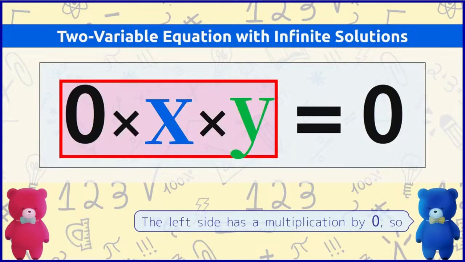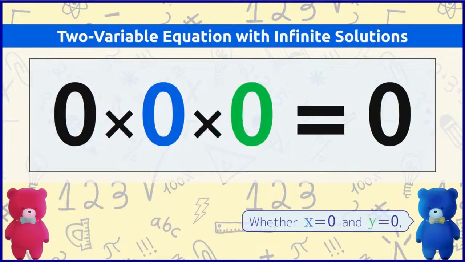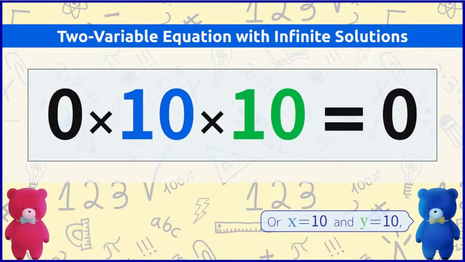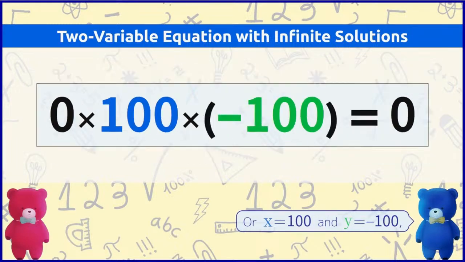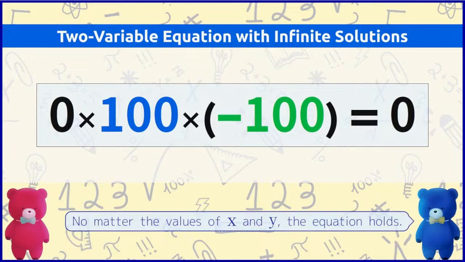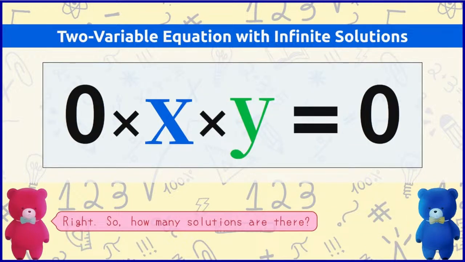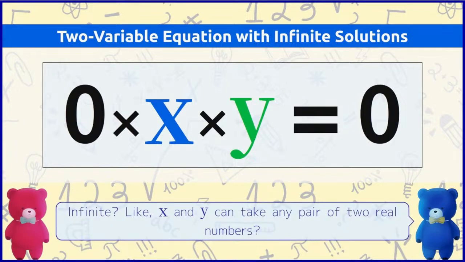The left side has a multiplication by 0, so with x equals 0 and y equals 0, or x equals 10 and y equals 10, or x equals 100 and y equals minus 100. No matter the values of x and y, the equation holds. Alright, so how many solutions are there? Infinite. Like, x and y can take any pair of 2 real numbers.